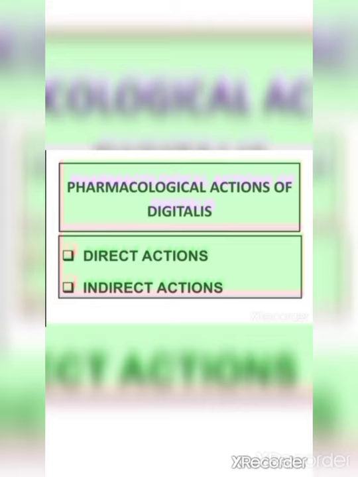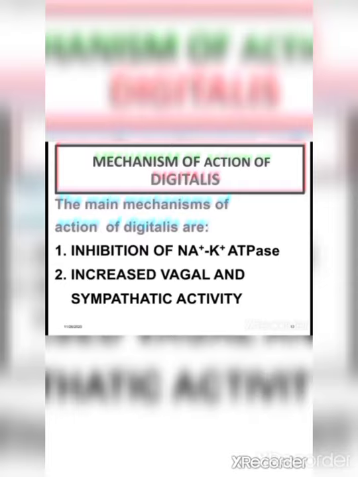Now this is important. Pharmacological actions of Digitalis. So this is about the mechanism of action of Digitalis. Digitalis has two types of mechanism of action: direct actions and indirect actions. Now let's talk about the direct actions of Digitalis first.